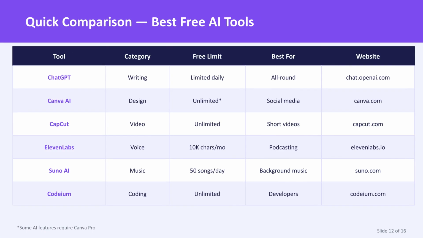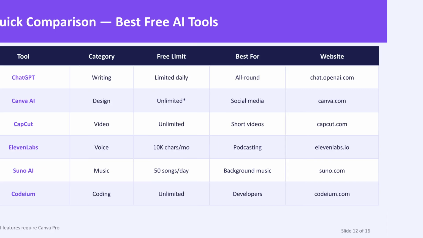Here is a quick comparison of some of the best free AI tools. ChatGPT is an all-rounder for writing. Canva AI is unlimited for design and social media. CapCut is great for short videos. ElevenLabs is best for podcasting, and Suno AI for background music. Codeium is unlimited for developers and coding.